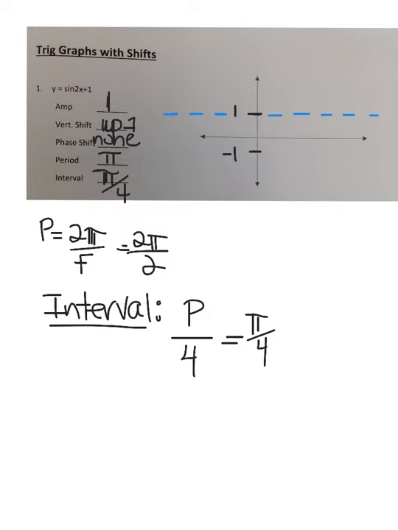And basically what this interval means is, remember when we were doing trig graphs, you would have 4 slashes right here on your x-axis, right? And the first one would be pi over 2, and then we would have pi, and then 3 pi over 2, and then 2 pi. Well, we're not going to have that. We're going to have intervals of pi over 4.